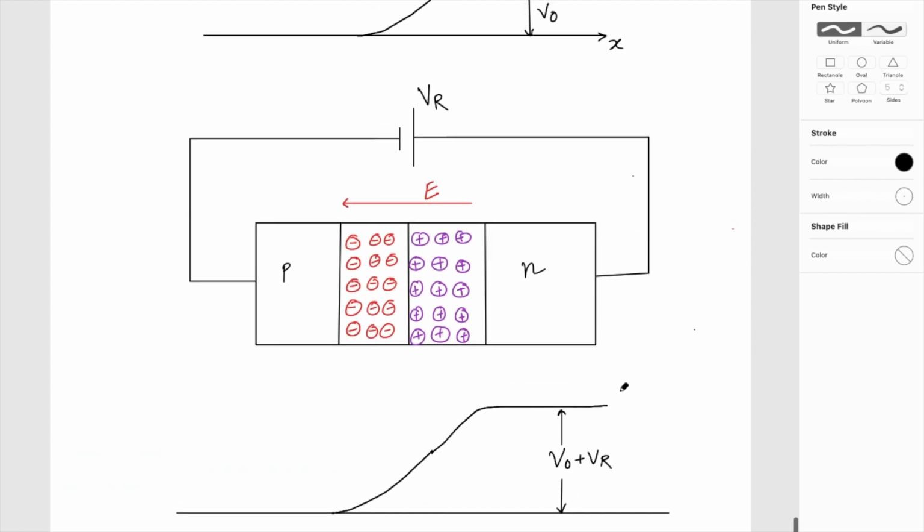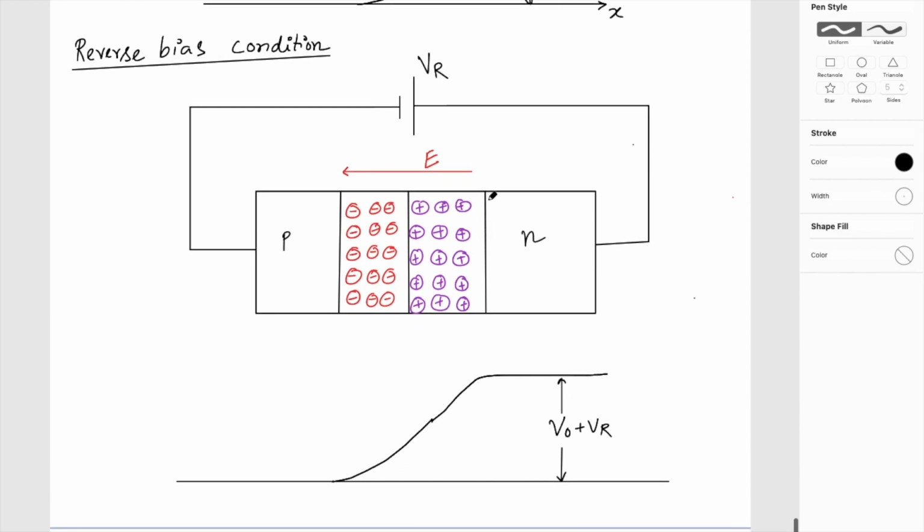This is called the reverse bias condition. Because my barrier has increased, my ID will become very small. In one sense, the ID will become almost zero if this VR is large enough.